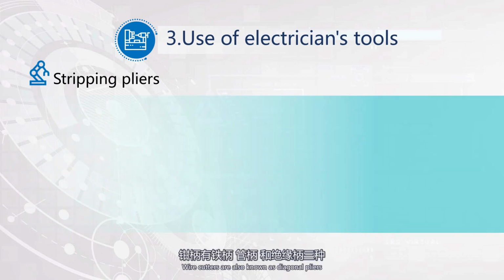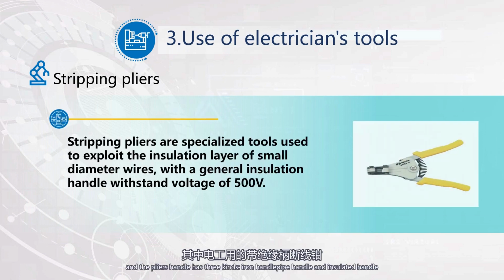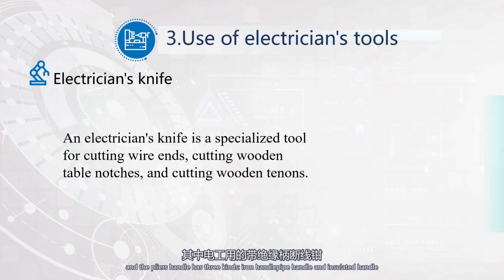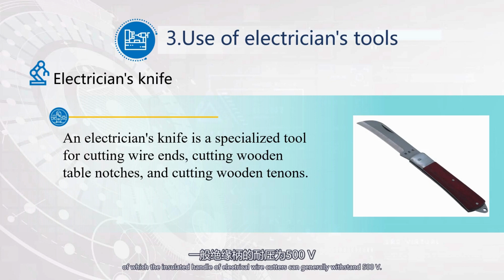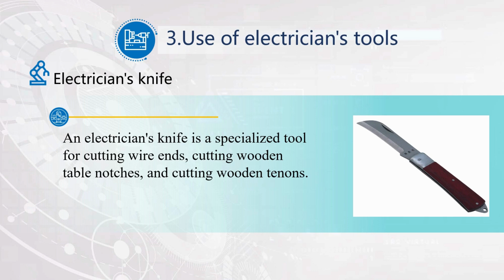Wire cutters are also known as diagonal pliers, and the pliers handle has three kinds: iron handle, pipe handle, and insulated handle, of which the insulated handle of electrical wire cutters can generally withstand 500 V. Wire cutters are mainly used to cut thicker wires, wire and wire cables.